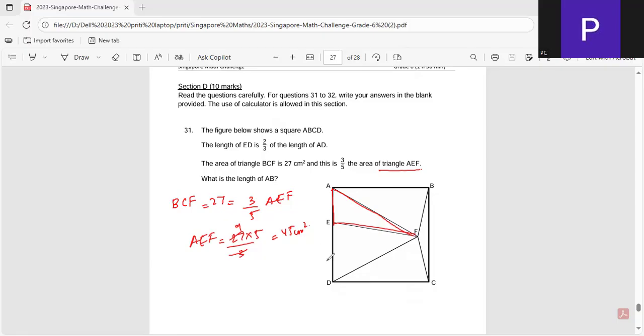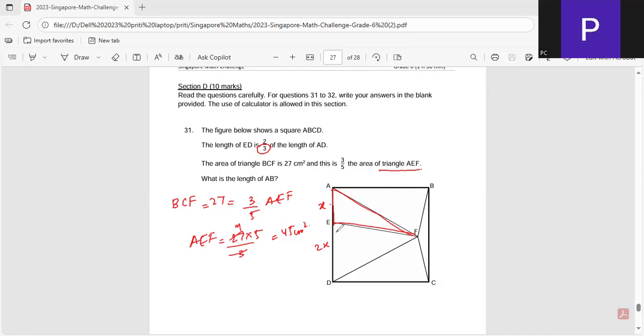So the total, this is say 5x. ED is not 5x. So suppose this is modes of AD. So if AD is 3x, ED is 2x, and this is x. Okay. Now let's just make one equation.